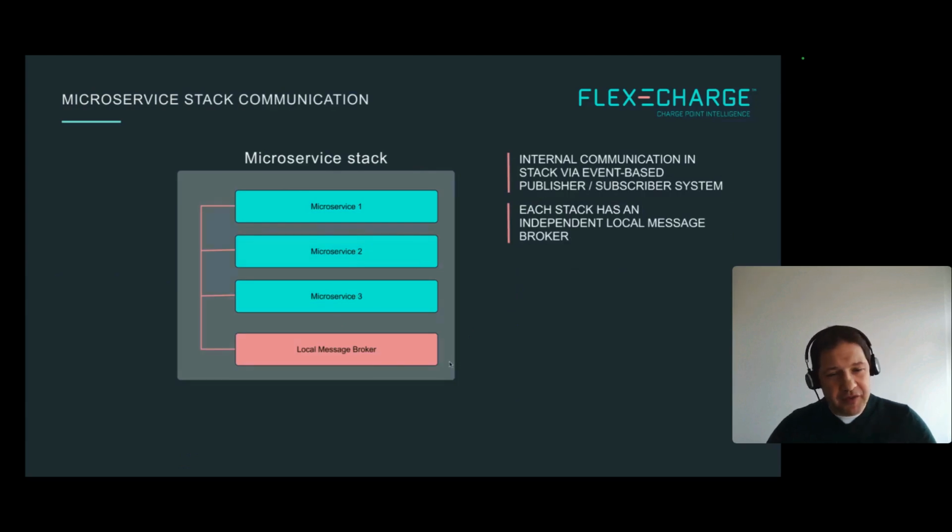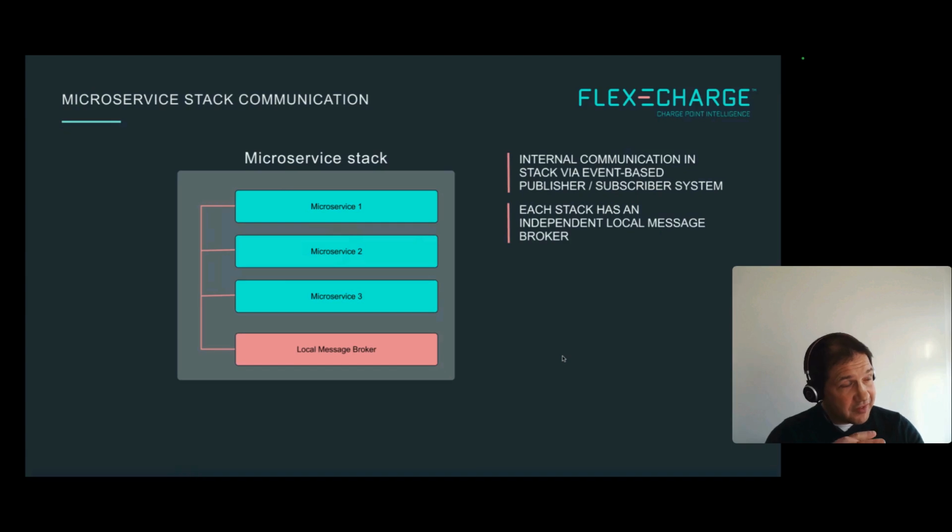These microservices communicate internally via an event-based publisher subscriber system, and each microservice stack has an independent local message data broker, which provides data brokerage or communication between the microservices.